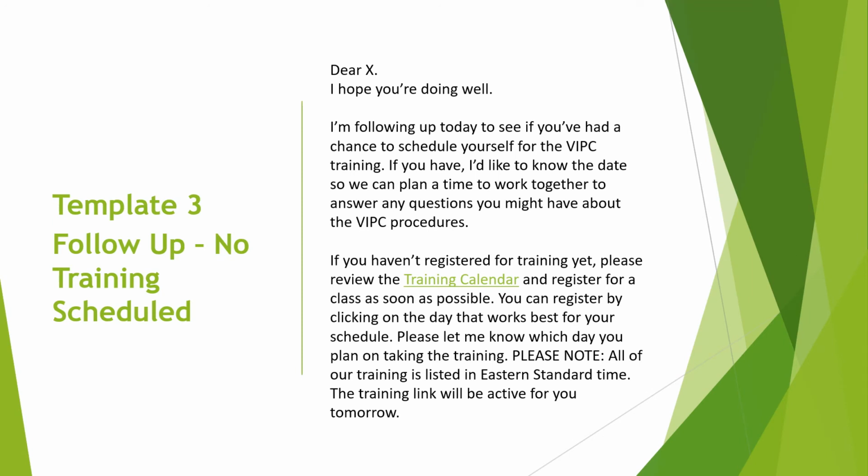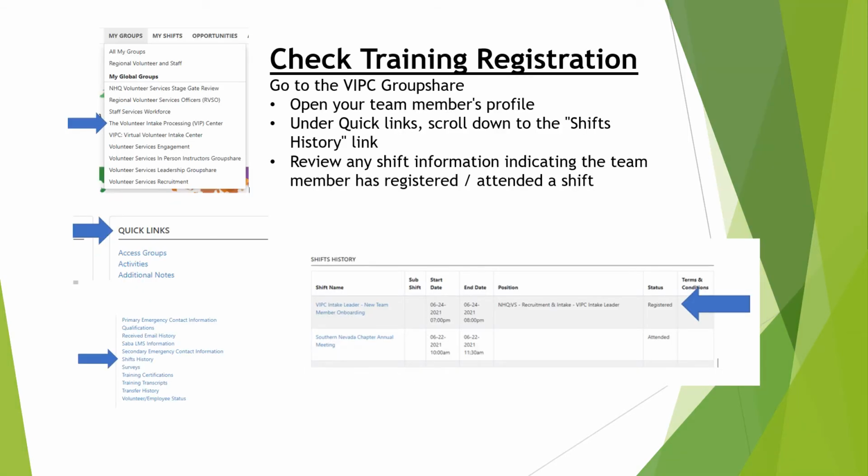Here we see the content of template 3, reminding your team member to sign up for a training. You can see whether a team member has registered for or attended a training by reviewing their shift history in their profile. Open their profile through the VIPC group share, scroll down to shift history, and review registrations.